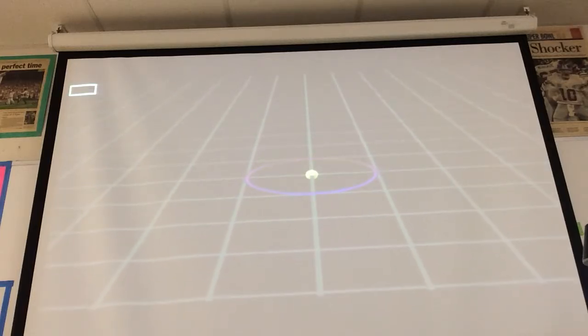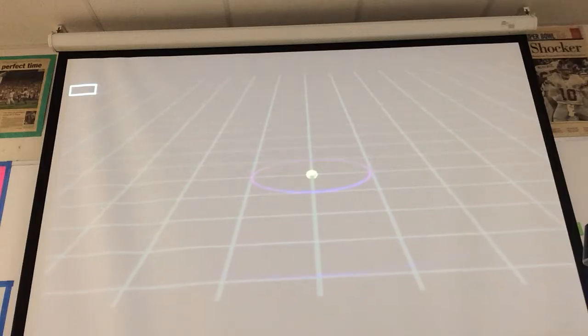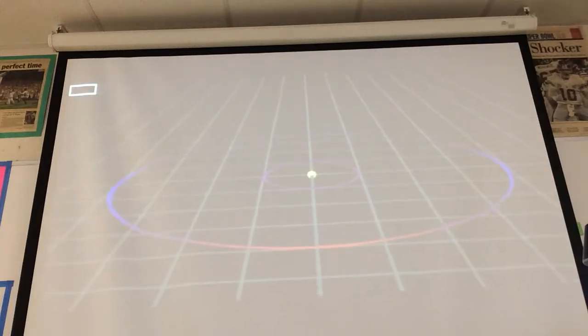So the circumference of the orbit must equal the wavelength, or twice the wavelength, or 3 times the wavelength, or for that matter, any multiple of the wavelength.